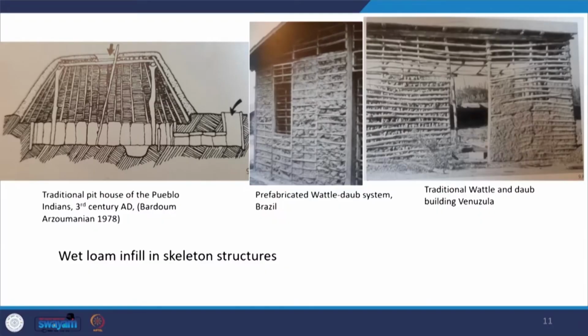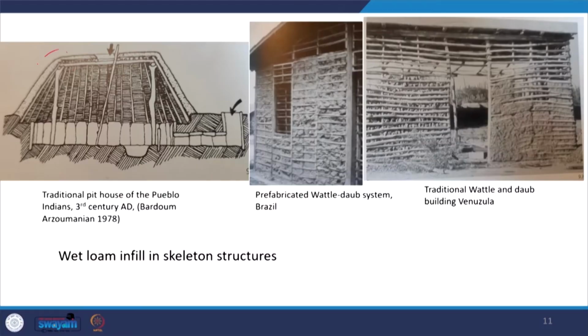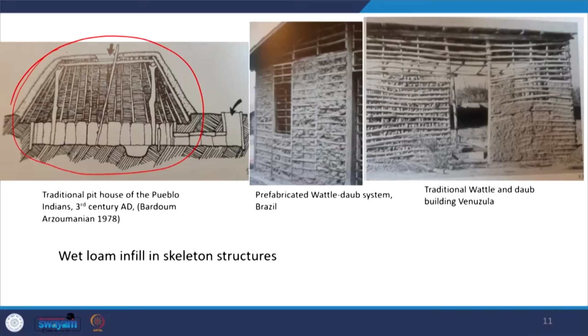So this wattle and daub construction is not very recent. We can even find it in the Pueblo Indians' houses, traditional pit houses, which date back to the 3rd century AD. And we can see that this whole roof structure is completely made with wet loam infill in the skeleton structures. There are also many advancements which we can find. People have adopted the prefabricated wattle and daub system in Brazil, and we can also see wattle and daub buildings in Venezuela.